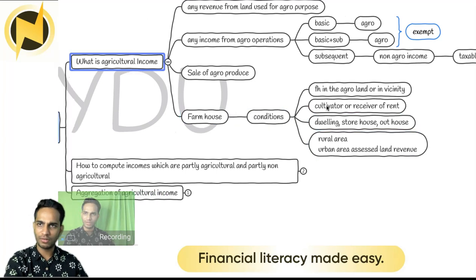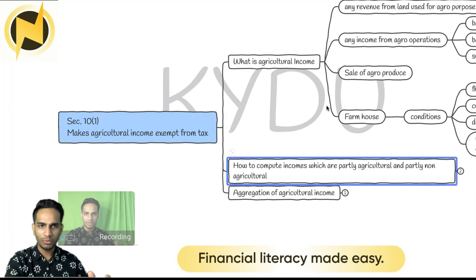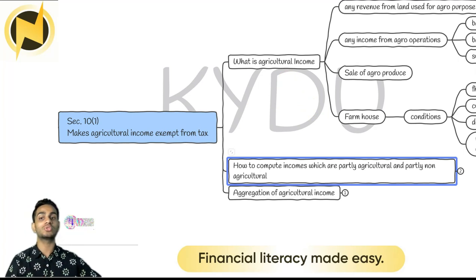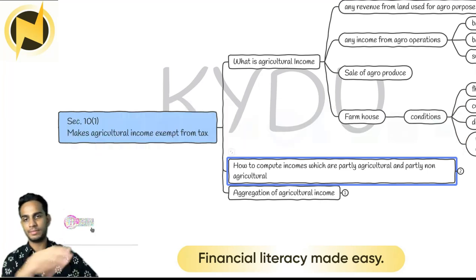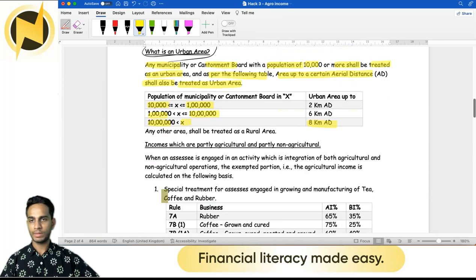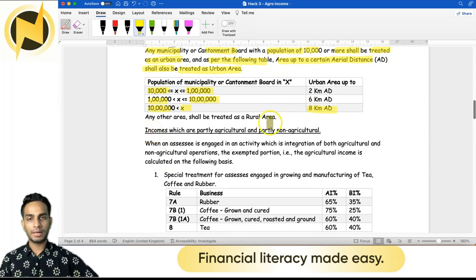So I think we are done with the first part. Yeah, we are done with the first part of understanding what is agricultural income. Now we are going to the interesting area wherein we are going to compute incomes which are partly agricultural and partly non-agricultural. Okay, so how to calculate their taxable income is what we are going to learn right now. So let's start off with the second part of our study. So let's head to our Word file. It says incomes which are partly agricultural and partly non-agricultural.